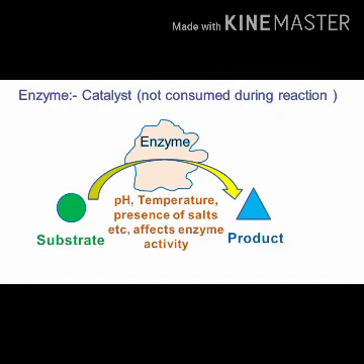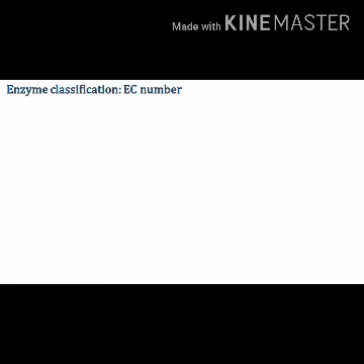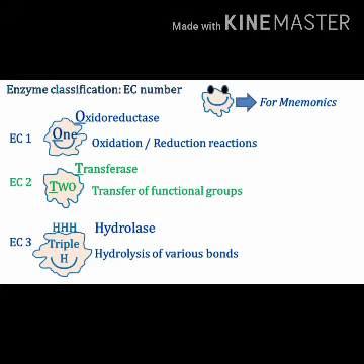Next come the factors affecting enzyme activity. The different factors that affect enzyme activity are pH, temperature, presence of salts, etc. Enzymes are most active when these conditions are at the optimum. A drastic change in pH, temperature, or the presence of salt can decrease the enzyme activity. The molecules that decrease enzyme activity are called inhibitors, while the molecules which increase enzyme activity are called activators. Next comes the classification and nomenclature of enzymes.